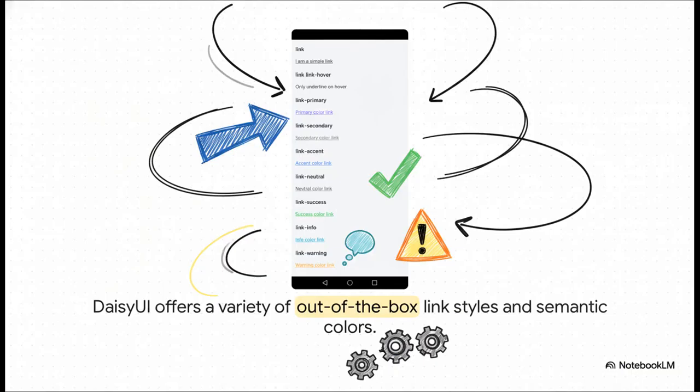And wow, just look at this. This really shows you everything that's possible. You've got everything from your main action color to colors for success, for warnings, for just general info. And these aren't just pretty colors picked out of a hat. Each one has a specific job to do.